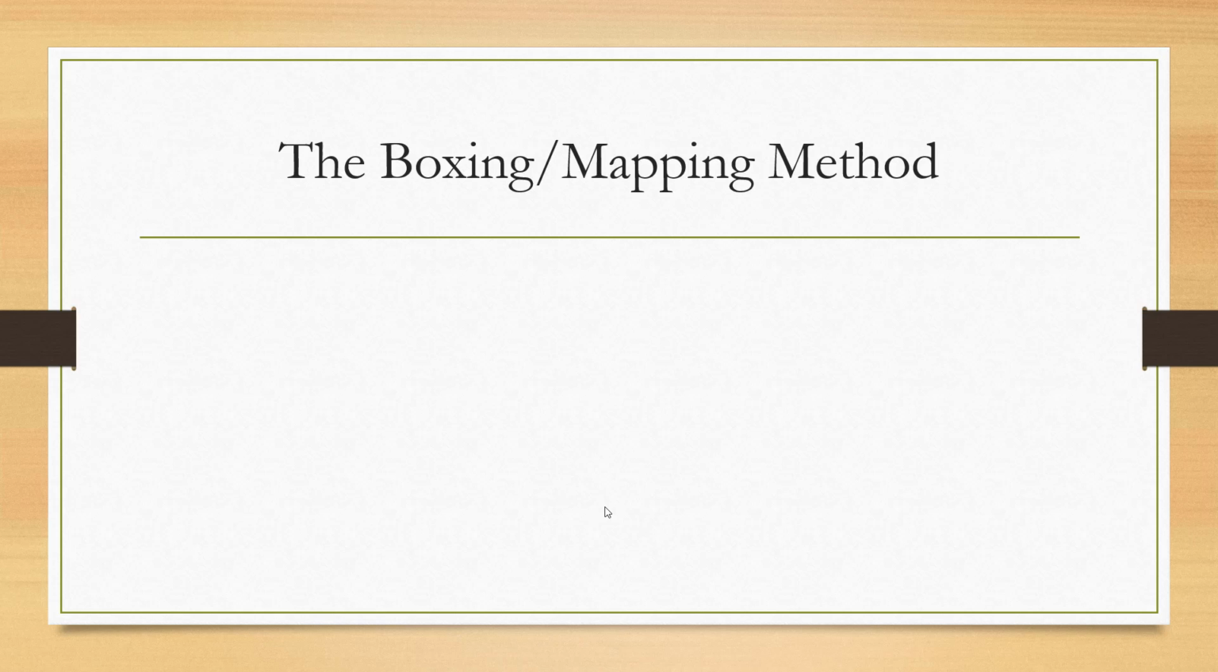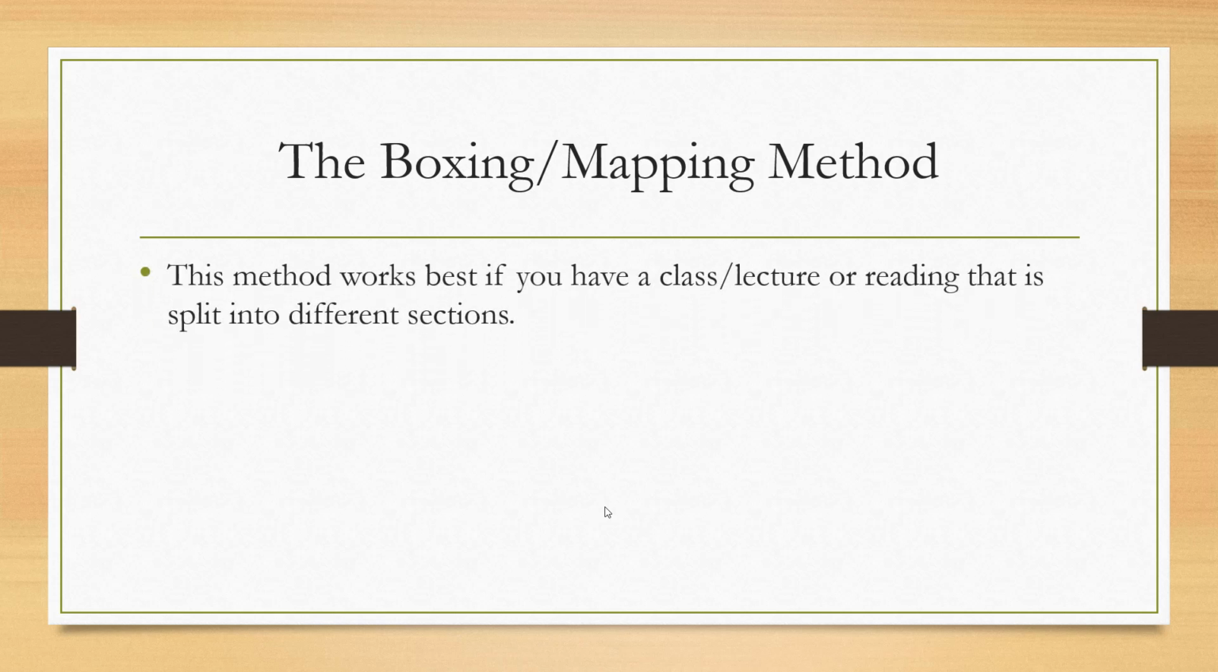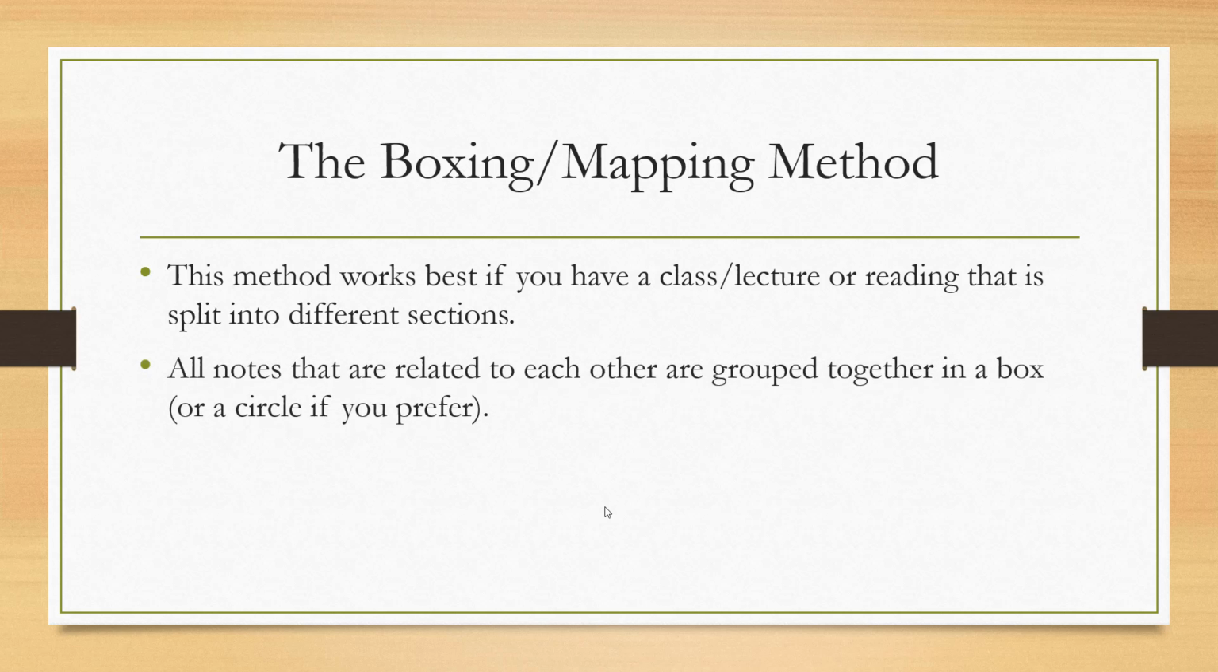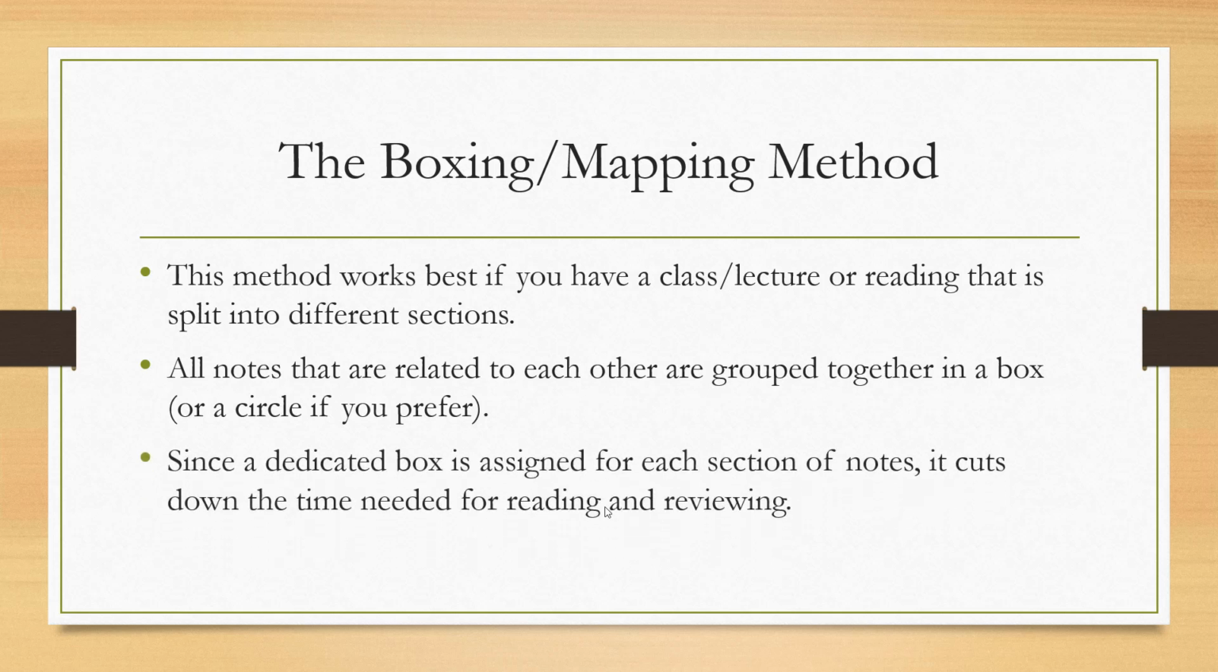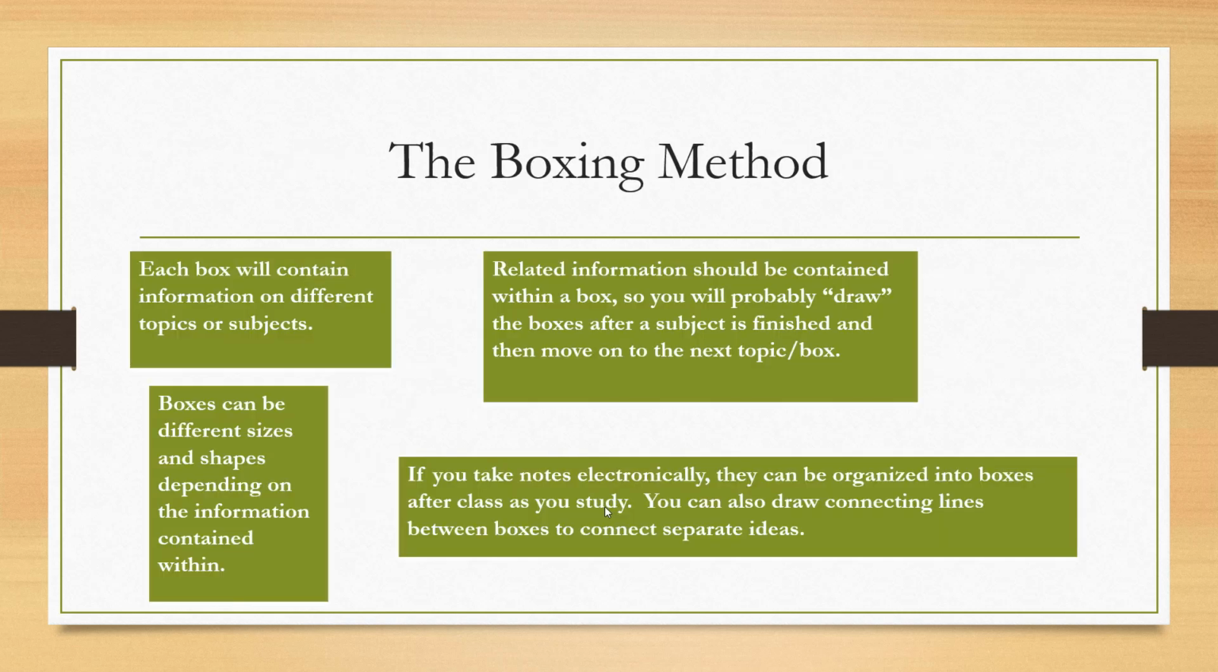The boxing or mapping method. This method works best if you have a class or a lecture or reading that is split into different sections. All the notes that are related to each other are grouped together in a box or a circle if you prefer. Since a dedicated box is assigned for each section of notes, it cuts down the time needed for reading and reviewing. So it's going to look something like this.